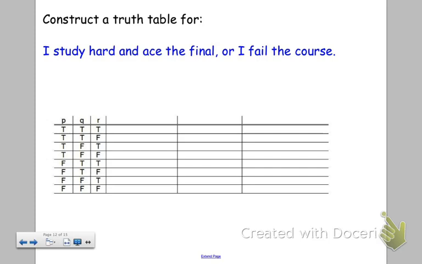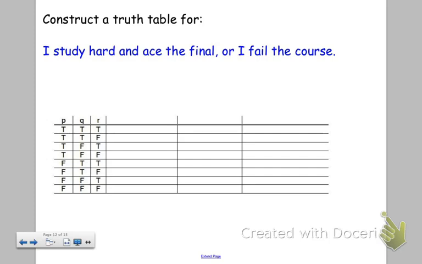Okay, so in the last example, they didn't give me the headings in my truth table. Okay, in this case, they only give me some of my headings, but they also give me a compound statement. The compound statement that they give me is, I study hard and ace the final, or I fail the course. Now, when I look at this, I need to pick out what each of my statements is. I actually have three statements here.